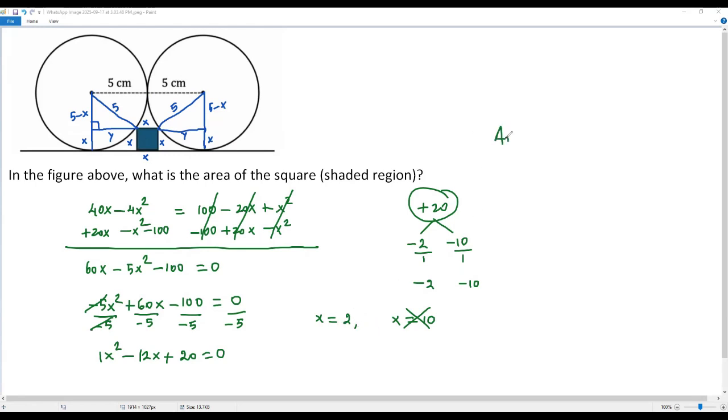Now let's get the area of the square. Let me write the stuff over here. We know the formula that the area of the square is the length of one of the sides of the square squared. We know that x is the length of each side of the square. It has to be squared to get the area of the square. We know that the value of x is 2. Let's plug in 2 for x over here. Then we get 2 square. Then we get 4. That is 4 square centimeter. Therefore, the area of the square, the shaded region, is 4 square centimeter.